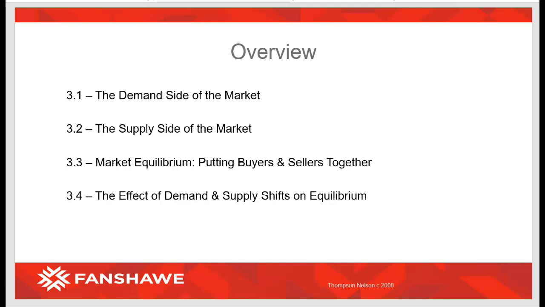So as an overview, what we'll do is we'll break this down into 4 components. We'll first look at the demand side of the marketplace as a force, and then we will consider also the supply side of the market. So we're going to look at these separately. And then what we'll do is bring the supply and demand forces together and look at how the market works to create what we call an equilibrium.